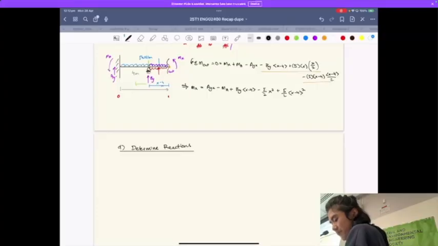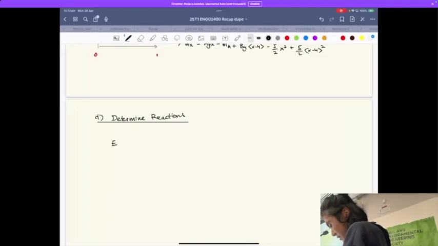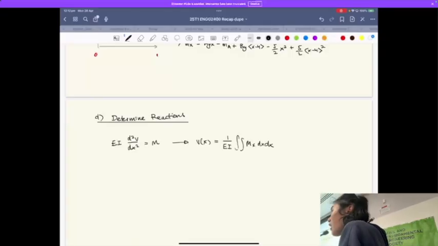Okay, so from your notes, you should know that your deflection looks kind of something like this. And that means that Vx is equal to 1 over EI double integrated Mx dx dx. So essentially what this means is you have to integrate twice, and there's no other way to do it.